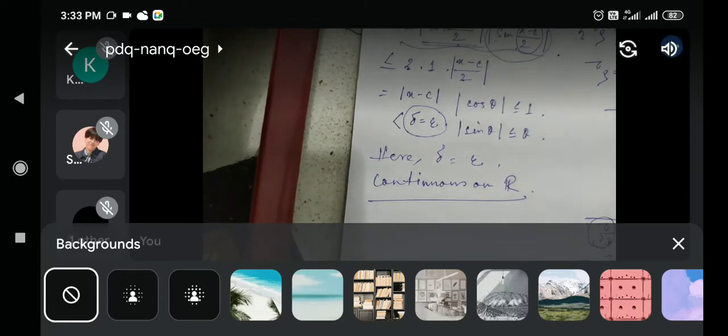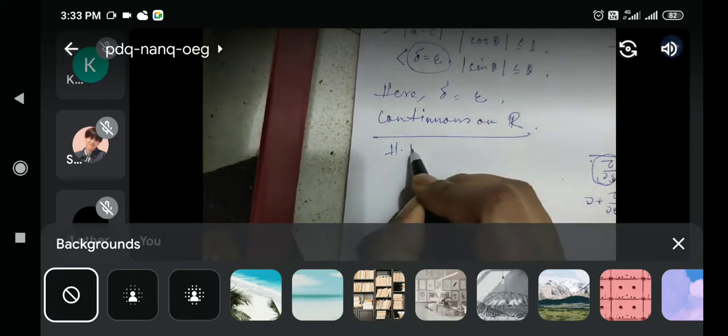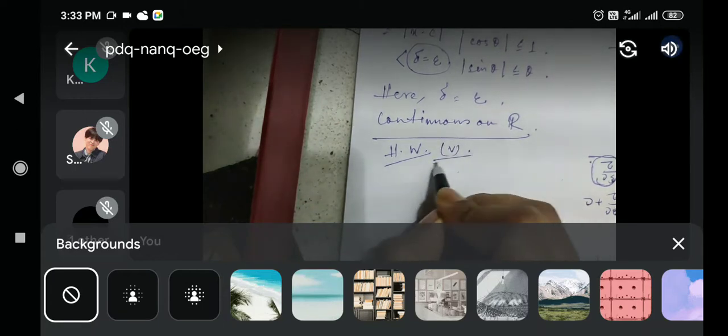Similarly, you can solve the next example also, f(x) = cos x. Exactly the same thing. This will be your homework. Question number 5. Okay.